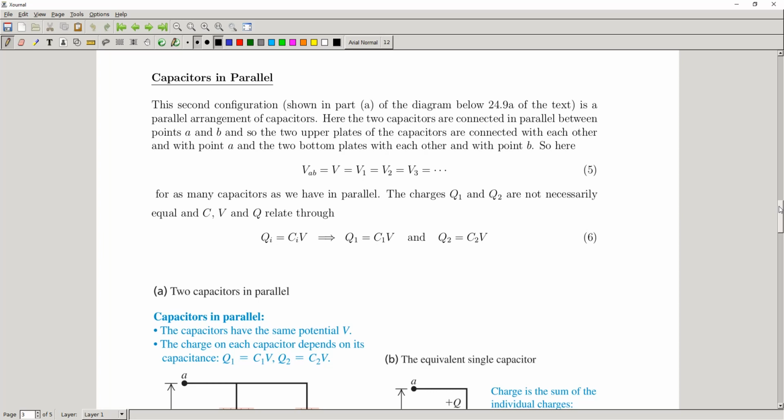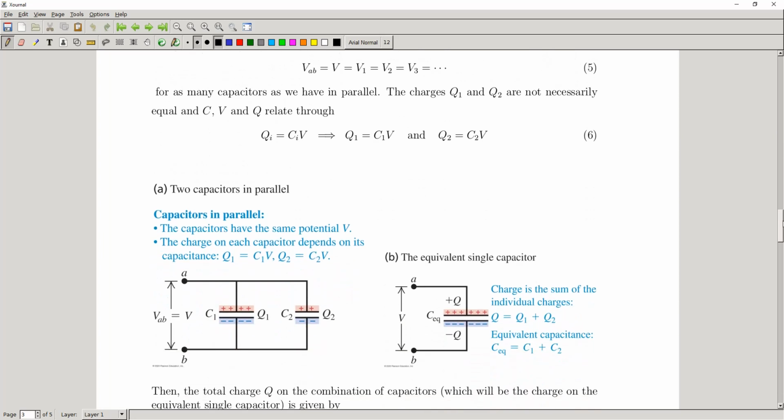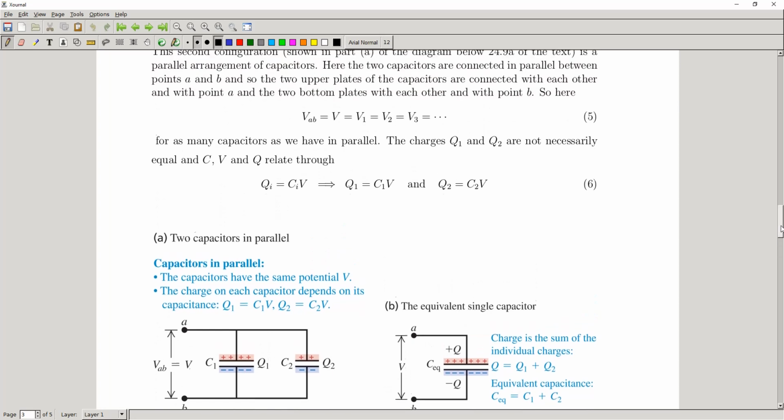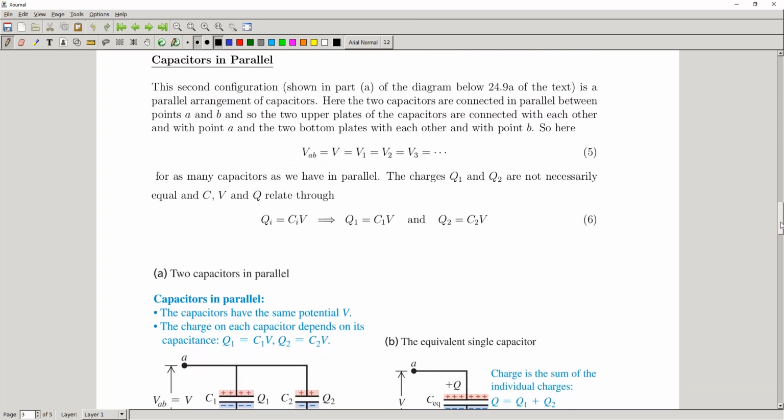And so in parallel, I'll show us the diagram here. So we see the diagram here. This is basically two capacitors set up in parallel. And again, we're going to ask the question, how could we replace these two capacitors hooked up in parallel with a single capacitor that's going to give us the same characteristics of that system with two capacitors, right? And so this diagram that we have here, this is diagram 24.9a from the text.